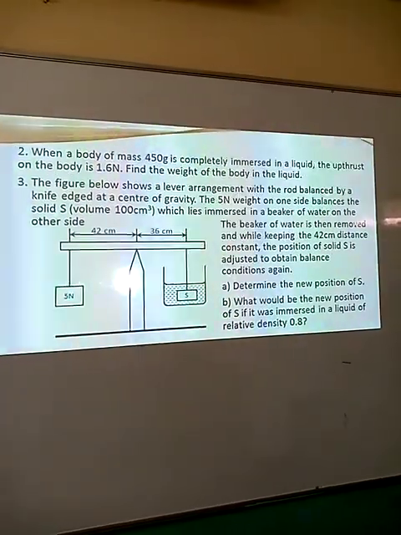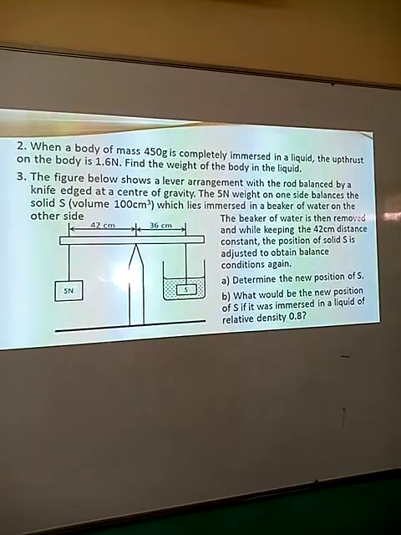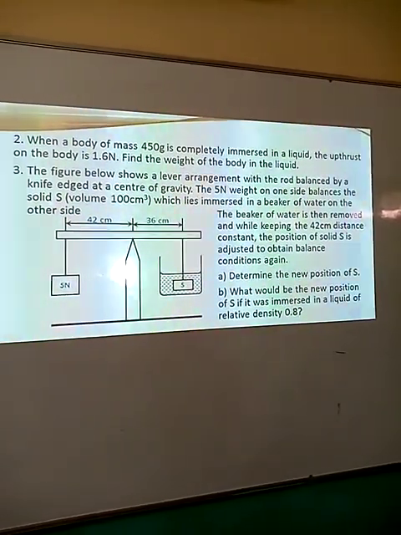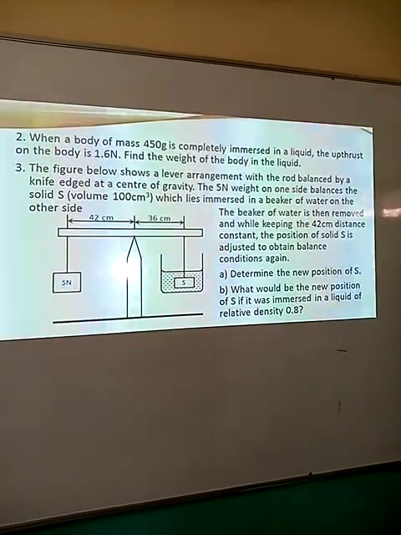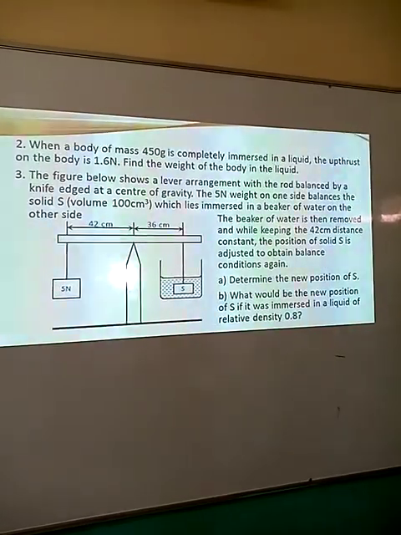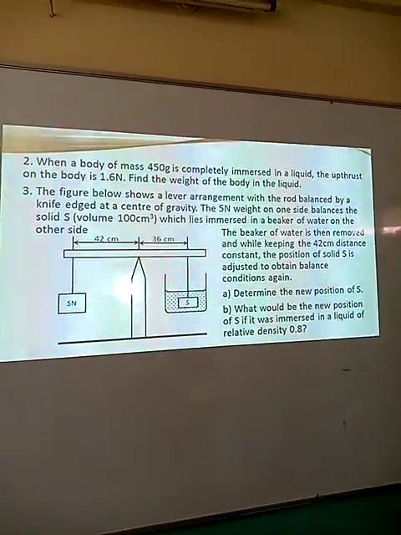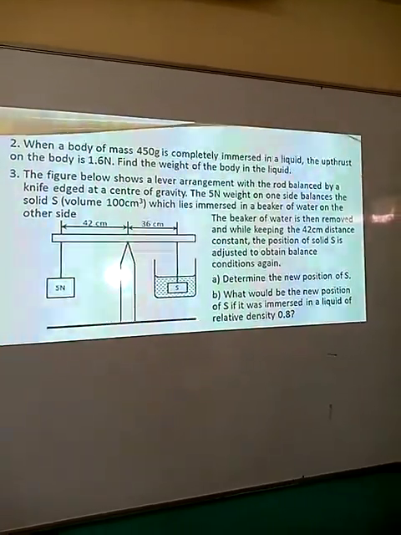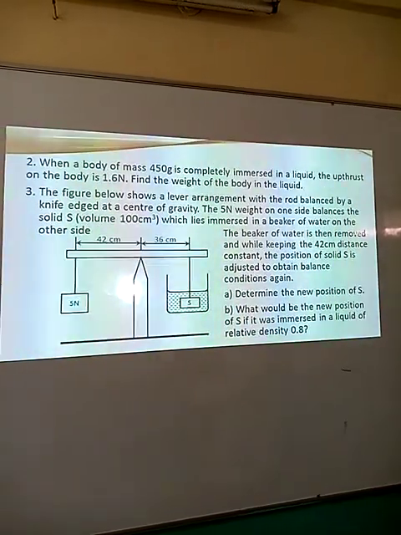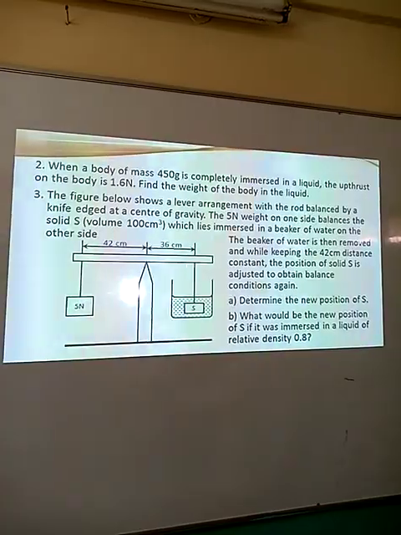Number 2 is testing on Archimedes' principle and moments. The figure below shows an arrangement with the rod balanced by a knife edge at the center of gravity. The 5 Newton weight on one side balances solid S. The volume of solid S is given as 100 cubic centimeters, which lies immersed in a beaker of water on the other side. The beaker of water is then removed, and while keeping the 42 centimeter distance constant, the position of solid S is adjusted to obtain the balance point again. Determine the new position of S.